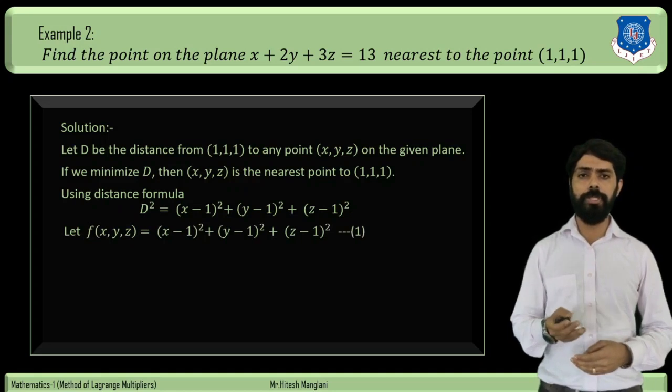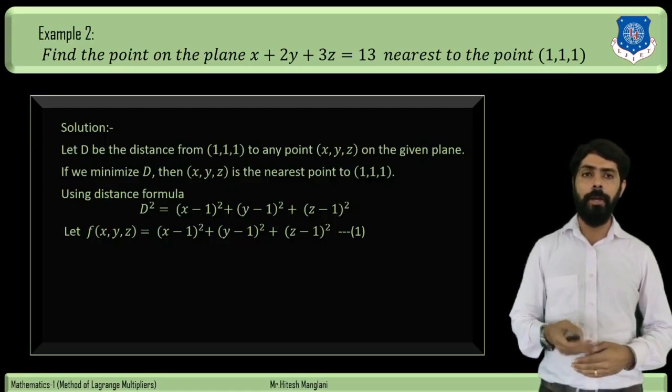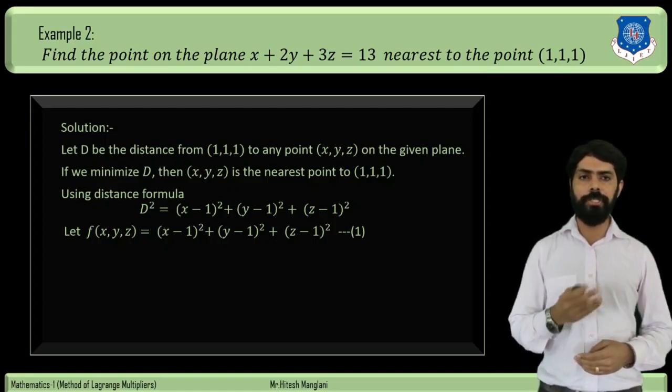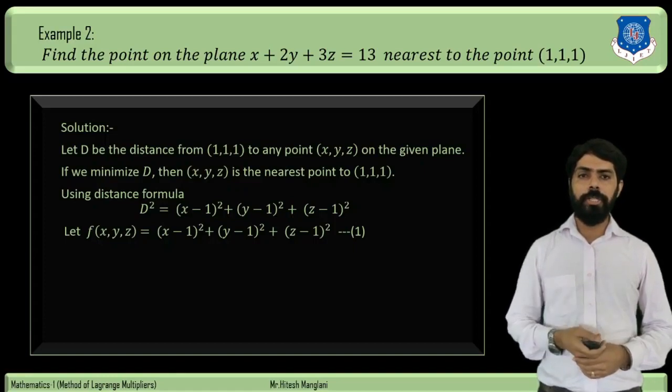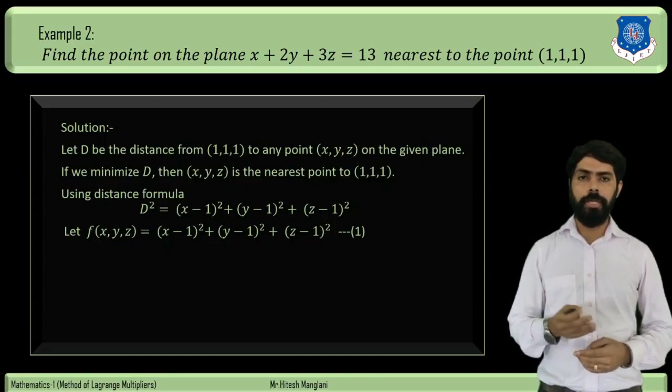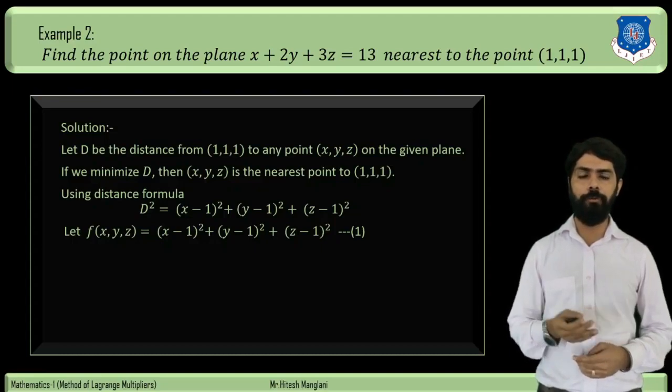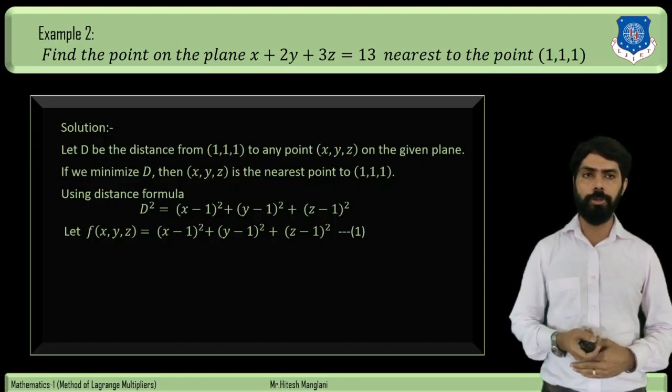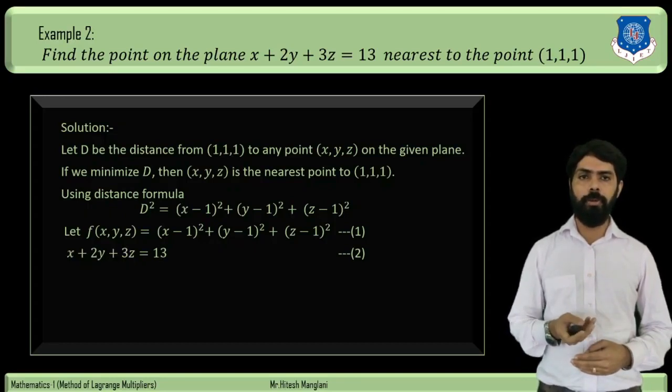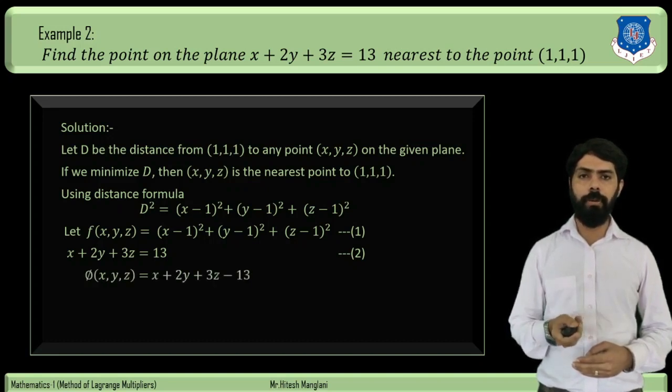Suppose this is our function f(x, y, z) is equal to (x minus 1) whole squared plus (y minus 1) whole squared plus (z minus 1) whole squared. Suppose this is equation number 1. Now this is called f(x, y, z) because here we will have to minimize this distance. If we have to minimize or maximize, then it is called the function. Therefore here the function is (x minus 1) whole squared plus (y minus 1) whole squared plus (z minus 1) whole squared, and the plane is x plus 2y plus 3z is equal to 13. This is the equation. Now the condition will be phi(x, y, z) is equal to x plus 2y plus 3z minus 13. So this is the condition.